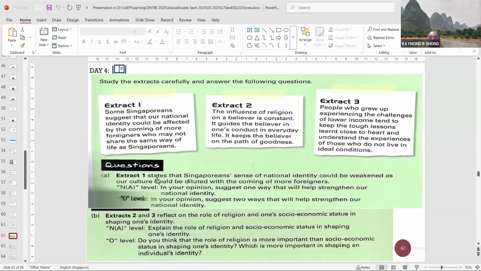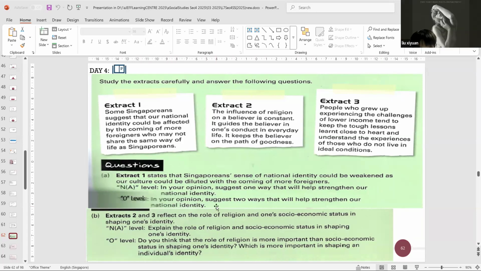Xingyan, can you read the question? Extract 1. Read all the question for me. Extract 1 states that Singaporeans' sense of national identity could be weakened as our culture could be diluted with the coming of more foreigners. So this is extract 1 only, okay, in your opinion. We don't do NA, but also take note of the NA question. You just read: in your opinion, suggest one way that will help strengthen our national identity. One way only, that's NA, G2 question, O-level.